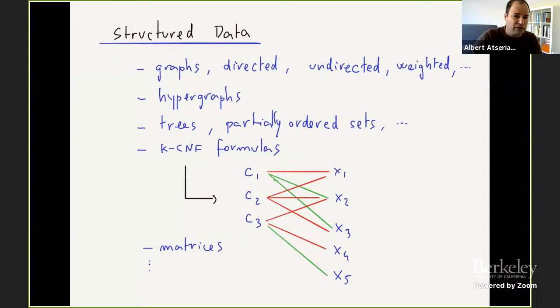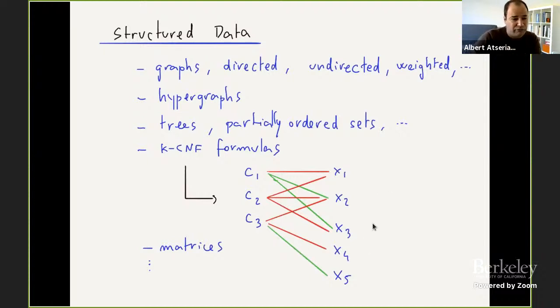Partially ordered sets, even KCNF formulas, you can think of them as structured data. So in this example, we have the clauses on the left, in this case three clauses, and the variables on the right. You have a bipartite graph with two types of edges, which denote occurrence. And the occurrence red could mean, for example, that variable X1 appears in the clause in negative polarity, and green would mean that it appears with positive polarity.